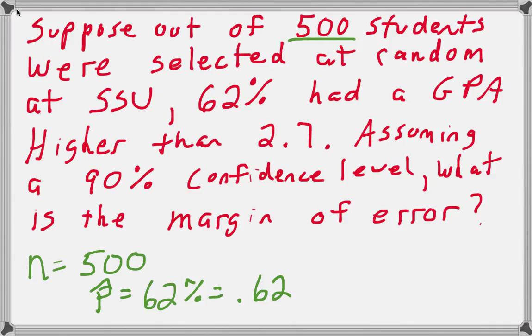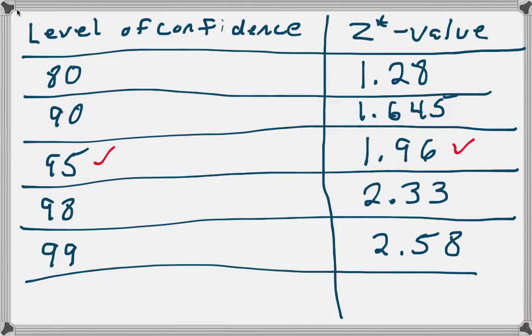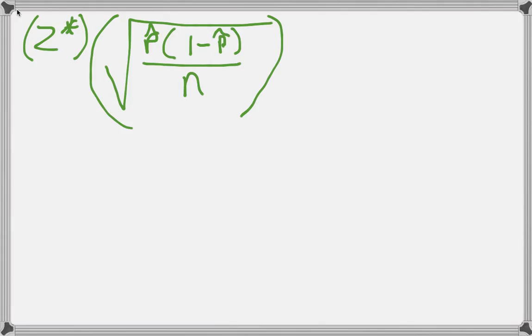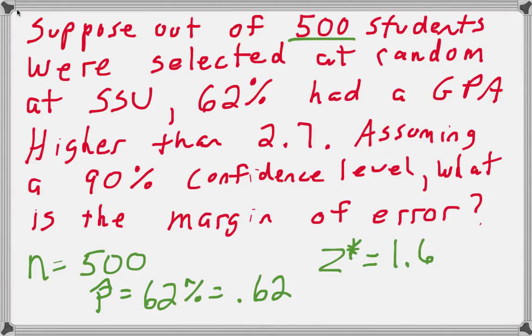And then we need to find our critical value. Since we're at a 90% confidence level, we can go back here. You'll have a table available to read. Okay, there's my 90% confidence level. Here's my Z critical, my critical value. So 1.645 is what I'm going to use. Now I have all the information I need to plug into my formula.